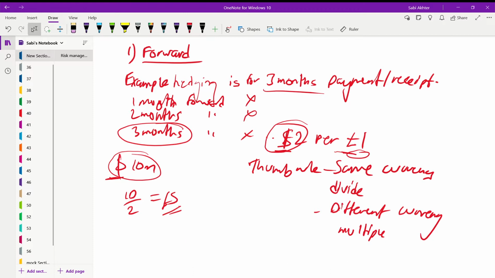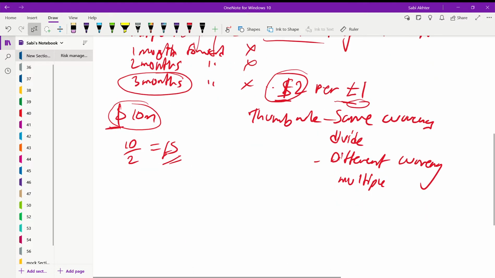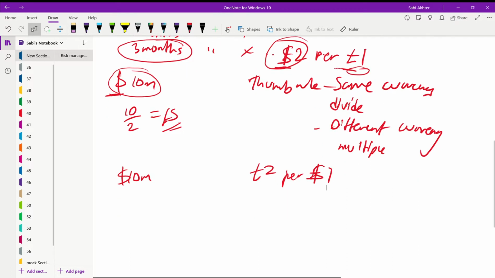Now I will give another scenario. I will change it. This is $10 million, but this time the rate is pound 2 per $1. What are you going to do? You multiply. Now you multiply to get in terms of what?